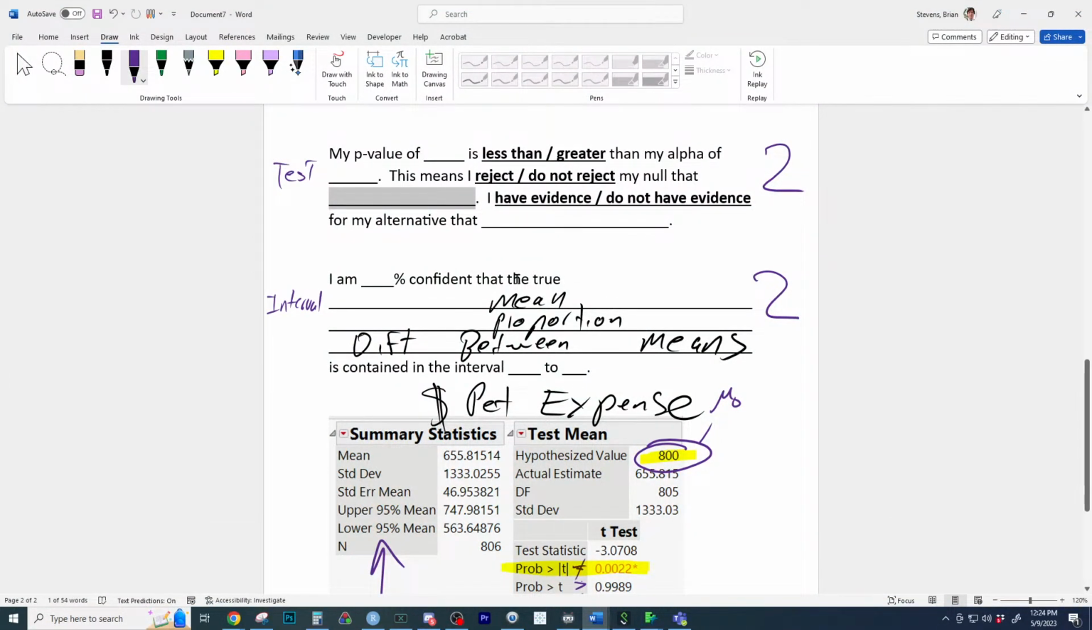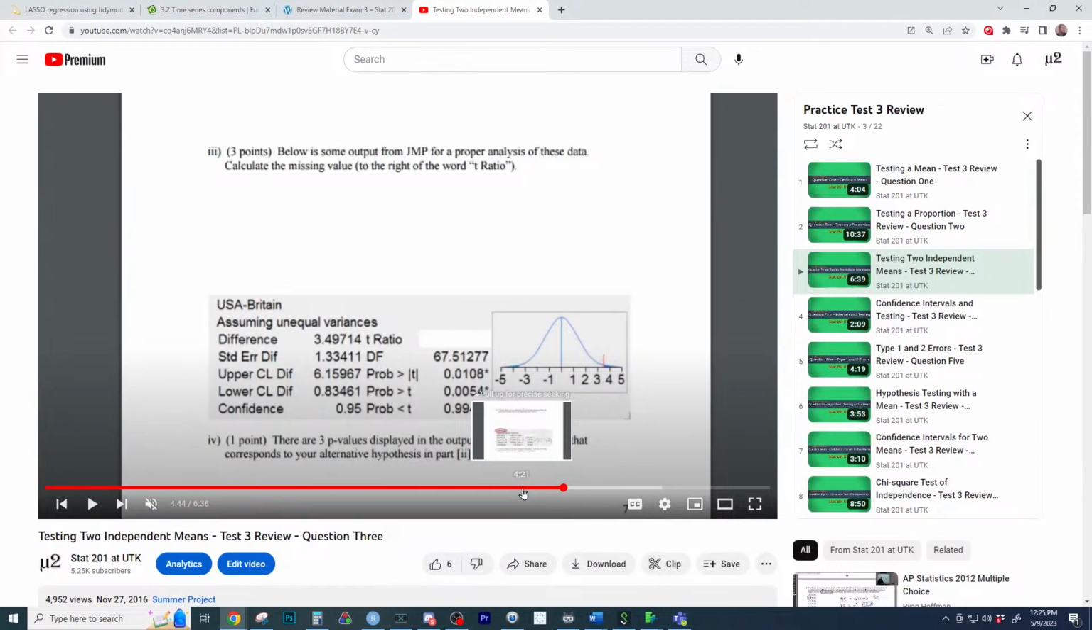I do state the null a little bit more often now: my p-value of blank is less than or greater than my alpha of blank. This means I reject or do not reject my null that blank. I have evidence, or do not have evidence, for blank. So think about how that works. And remember, we're just doing the steps and learning how to write these things out. And I try to break it down. I think that's what I've done more often as I've taught longer: what are the components of what you need to know, and how do we put those together?